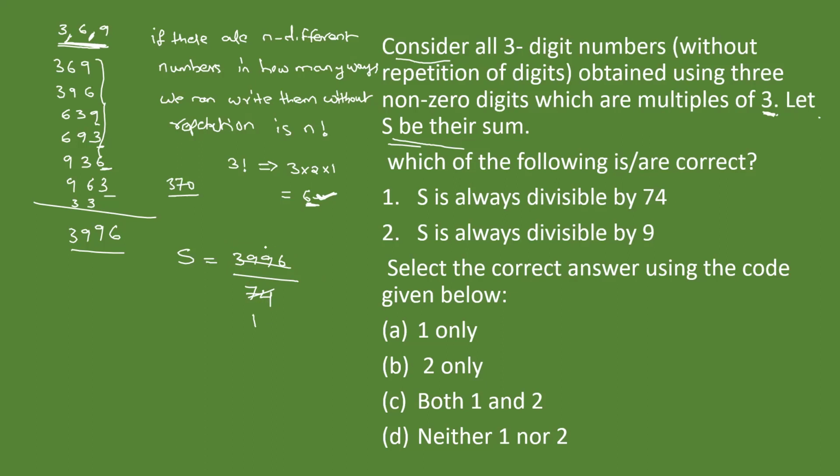So what will be left here? 29, and I will have 296. Okay, 37 times 4 is 148, and I will have 296. 296 means what? 74 fours. That means S is always divisible by 74.